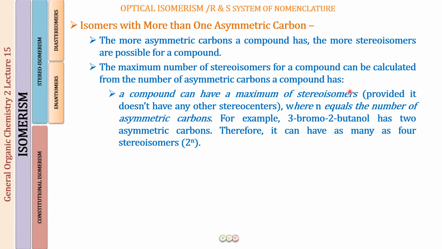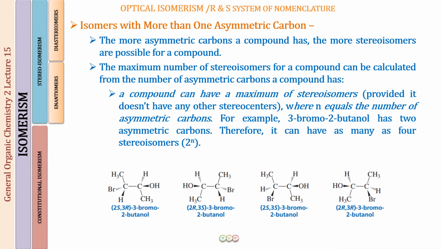So here what you have to remember is that the number of stereoisomers a compound can have at the maximum because of chirality centers, if only chirality centers are present in the molecule and no other stereo centers, is going to be equal to 2 to the power n. Okay, I hope this is clear to you. For example, 3-bromo-2-butanol will have 4 stereoisomers, which you can now see on your screen.